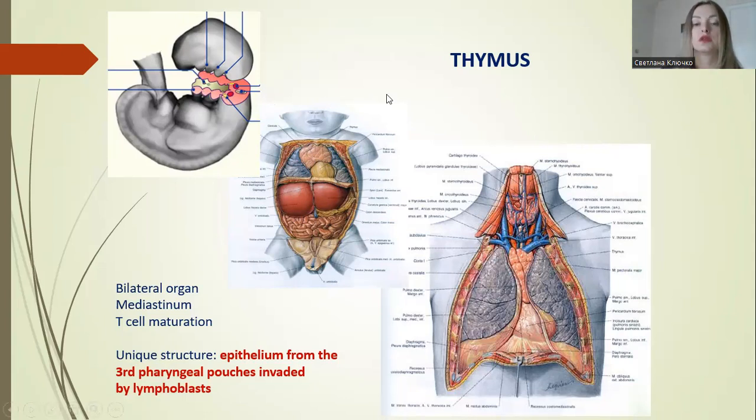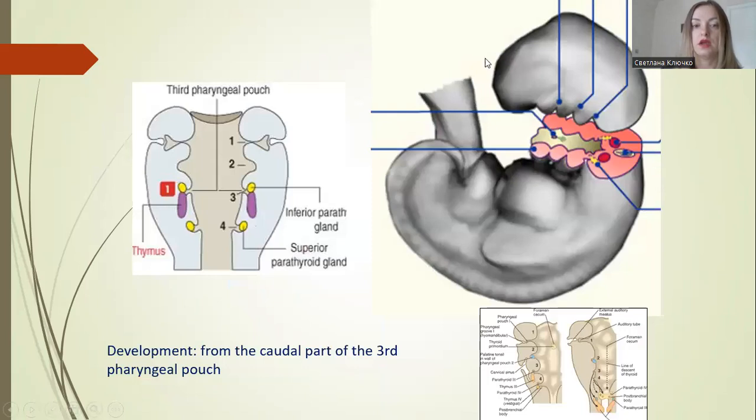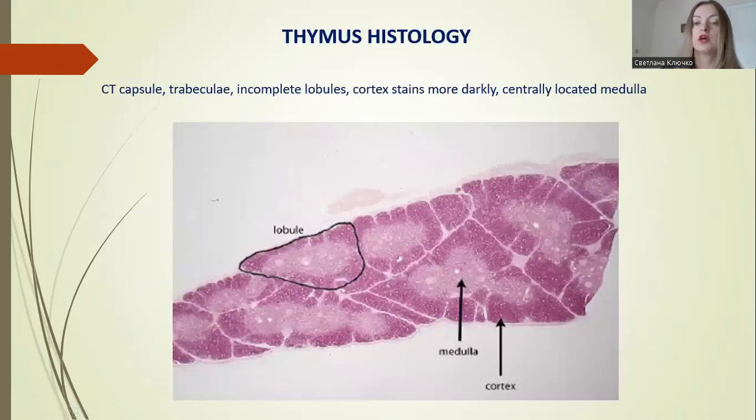And compare please topography and localization of thymus and size of thymus in newborn, close to heart, very big size, and in adult. One more time, development from the caudal part of the third pharyngeal pouch. This one, thymus. So, thymus stroma has ectoderm origin.